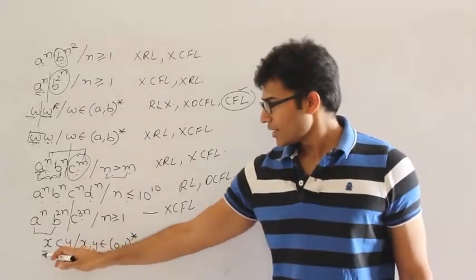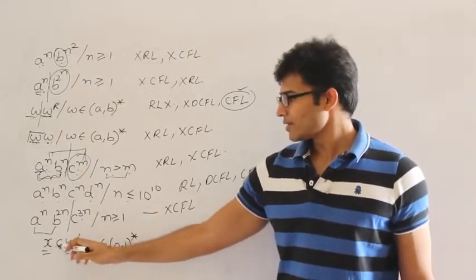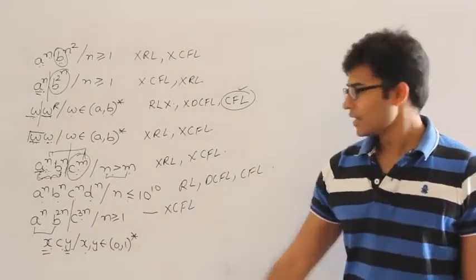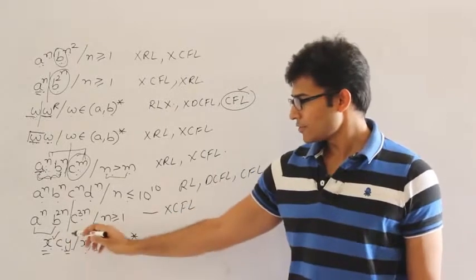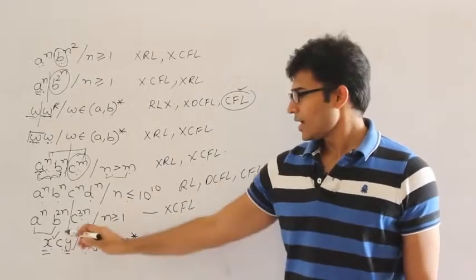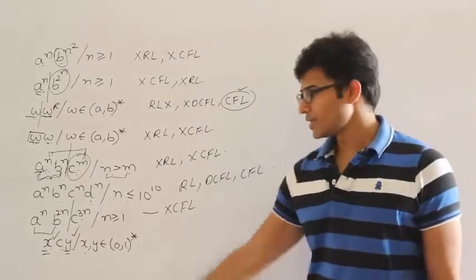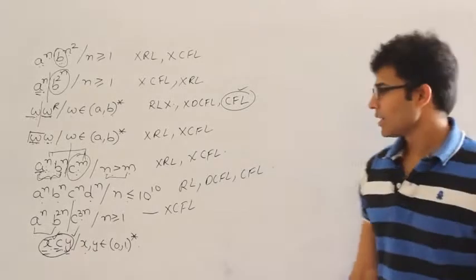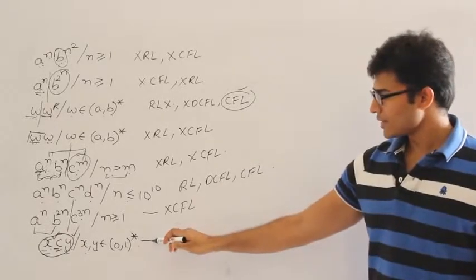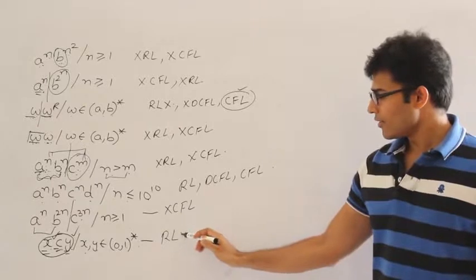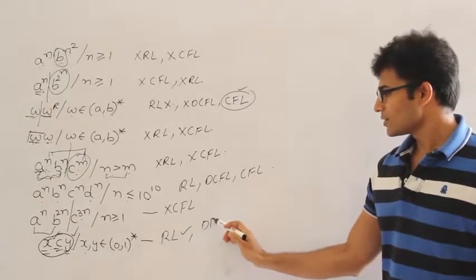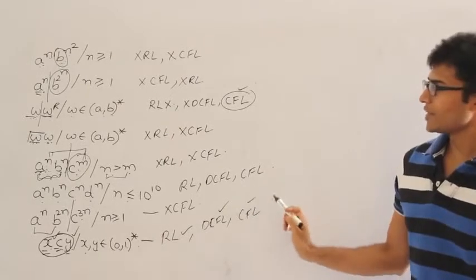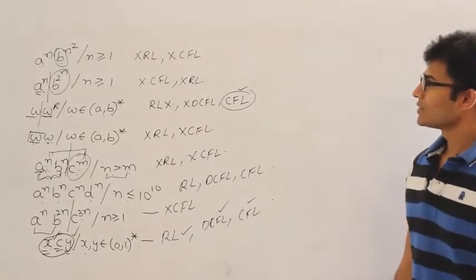Now this one is x c y, such that x comma y belongs to {0,1}*. x can be any regular expression, y can be any regular expression, and the only thing is C should be there. It is nothing but the set of all strings containing C as a substring, which is definitely regular. Since it is regular, it is deterministic context free language, and since it is deterministic, it is context free language as well. Okay, we shall see more examples.